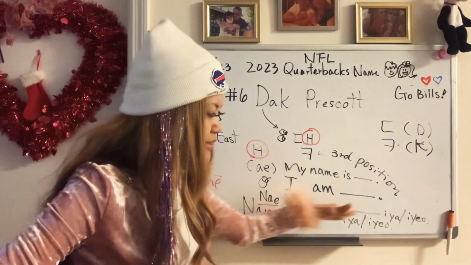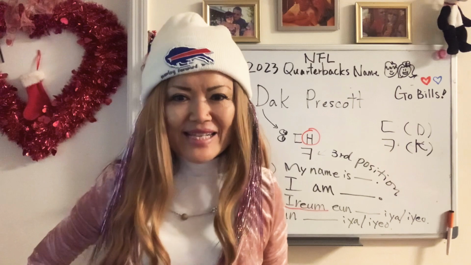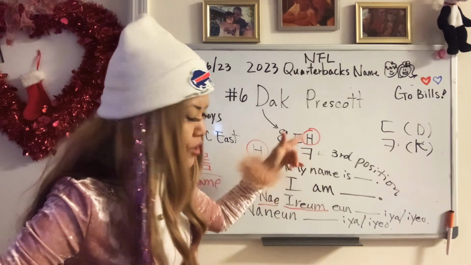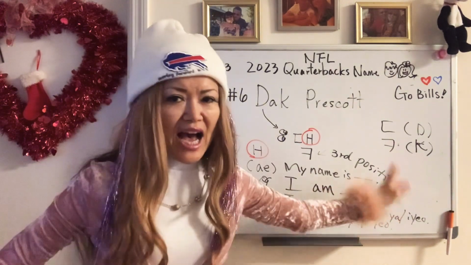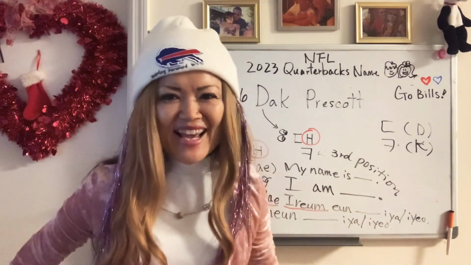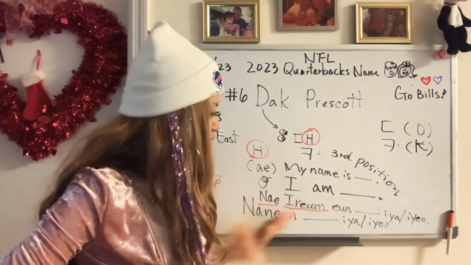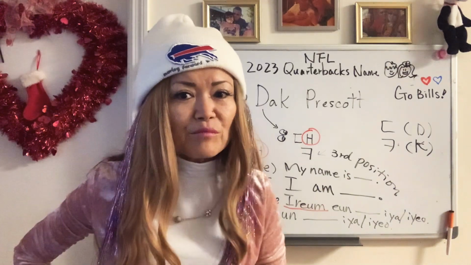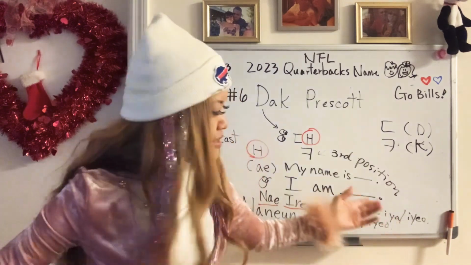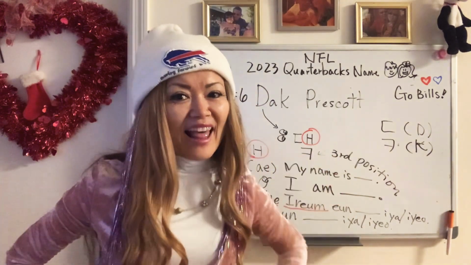Or 내 이름은 백이에요. 이야 or 이에요. Because when you see the name, it has a third position, we have to add 이야 or 이에요 instead of 야. 내 이름은 백이야. Look, 내 이름은 소니야. 소니야, because my name doesn't have a third position.